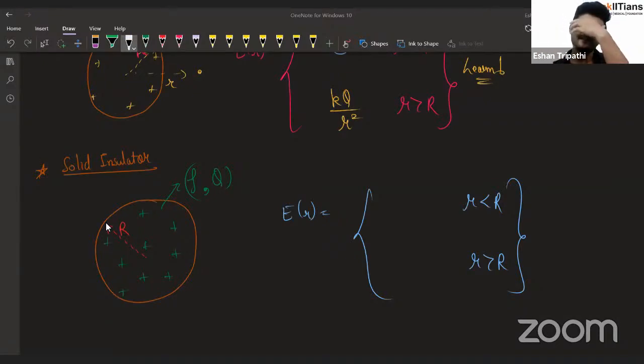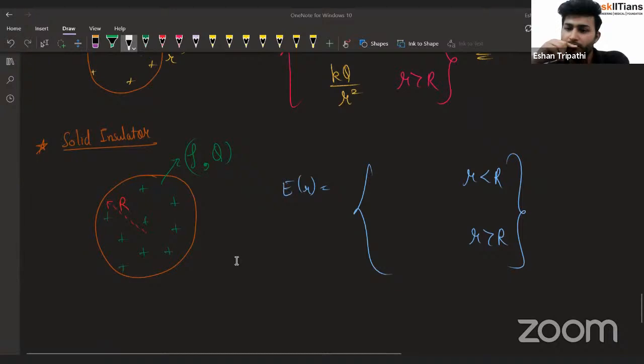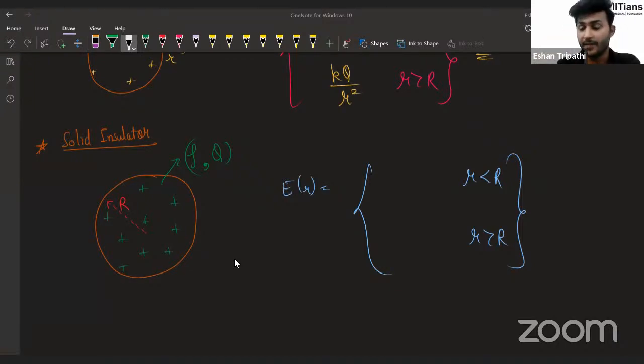Okay, Neil, you have learned it in this form. That is also fine. Okay, Rahul, fine. Like I have learned it this way. You can learn it in any way, it's your choice. But I find this one more helpful most of the times. Rho R by 3 epsilon naught for inside it and KQ by R square outside it.